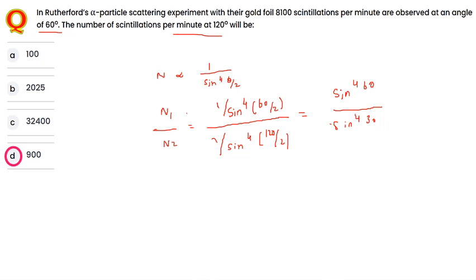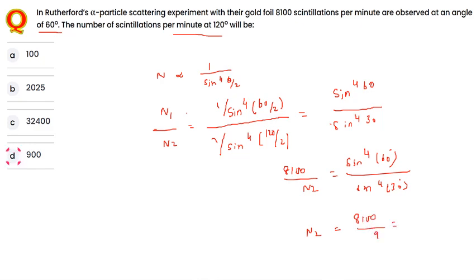Now you just substitute the values here. They have already given the values. Here it is 8100 divided by N2, and then you substitute the values. Sine power 4 of sine 60 degree, which is root 3 by 2, and sine power 4 of 30 degree, which is 1 by 2. Now simplify this one, and the answer here is 8100 divided by 9. From this one you are going to have 900 as the answer.